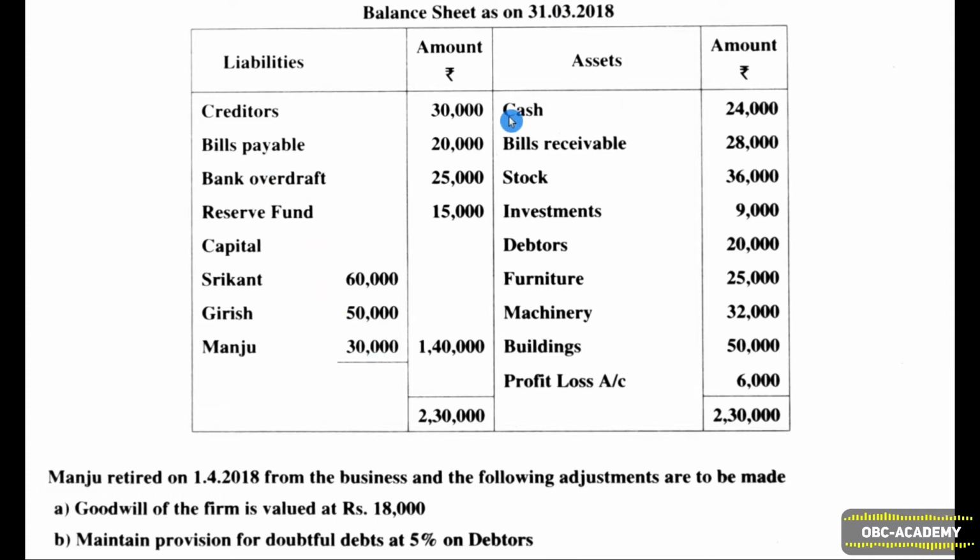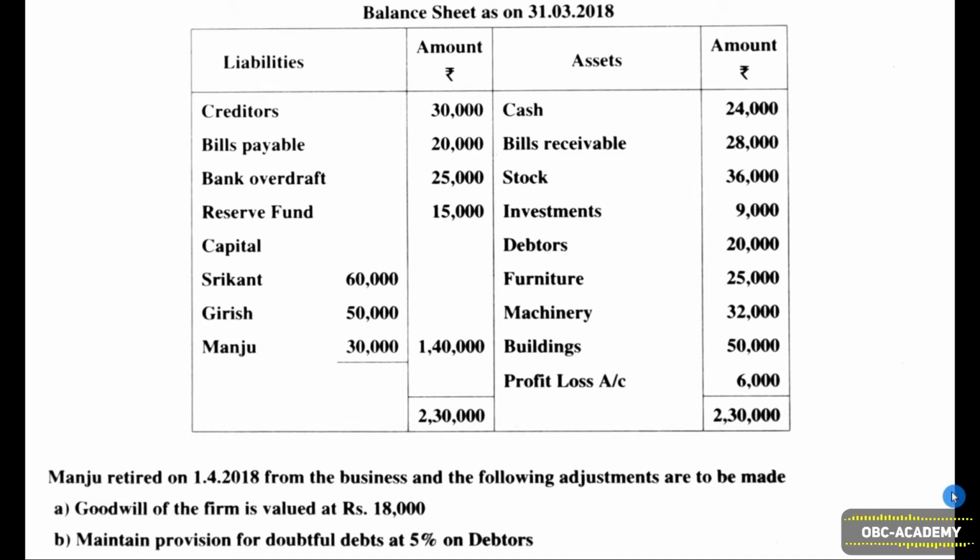Next, if we move on to the asset side, there is cash 24,000. Cash is a common thing. Bills receivable is a common thing. Stock is a common thing. Investment is also a common thing. Debtors is a common thing. Furniture is also a common thing. Machinery, we call it machine, everything is the same. If I use any one of those, accept it. So that is also common. Buildings and the profit and loss account.